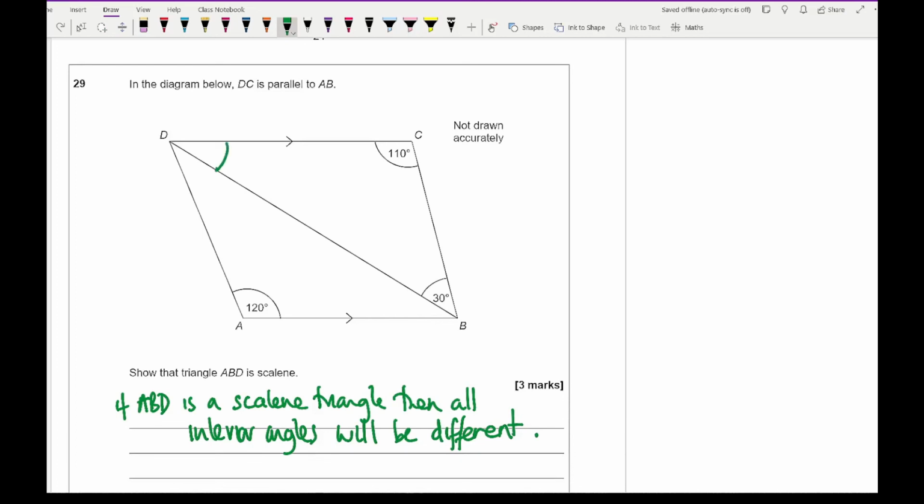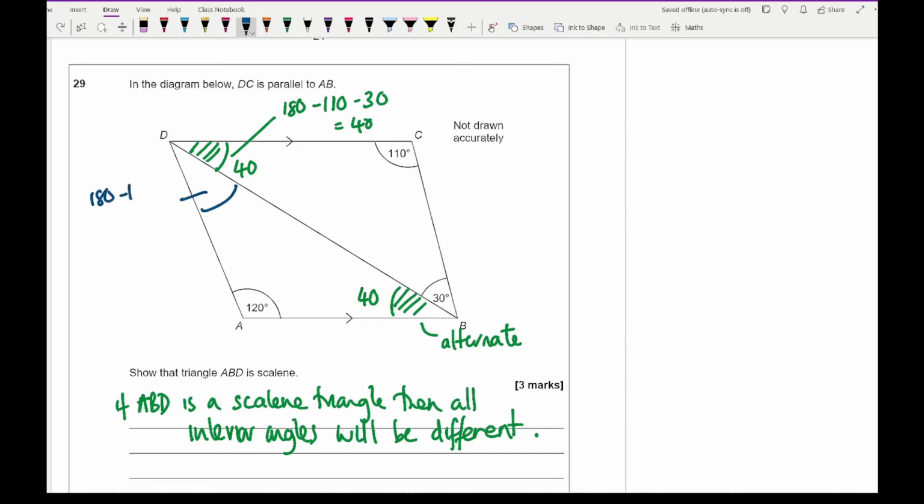Well, this angle here, I can work that out because angles in a triangle add up to 180. So 180 take away 110, take away 30, gives me an answer of 40. I know that this angle here is going to be 40 as it's alternate. And so then I can work out what this angle here is going to be, and that's going to be 180 minus 120 minus 40, which equals 20 degrees.